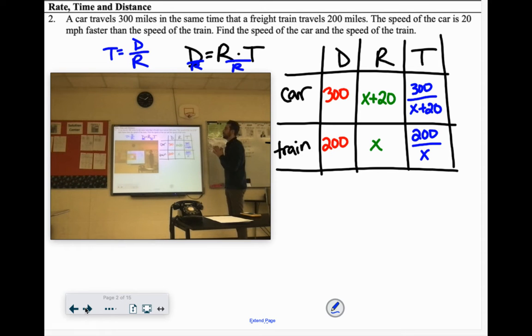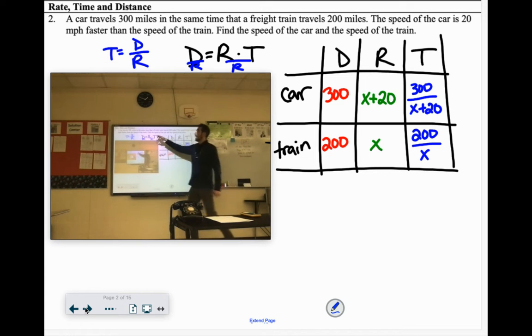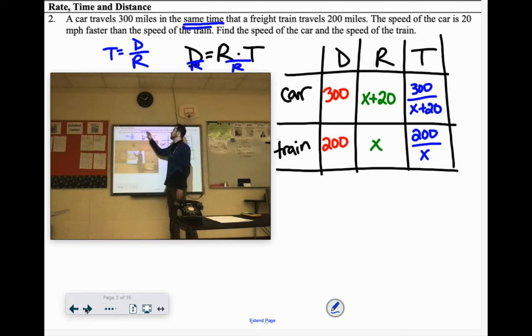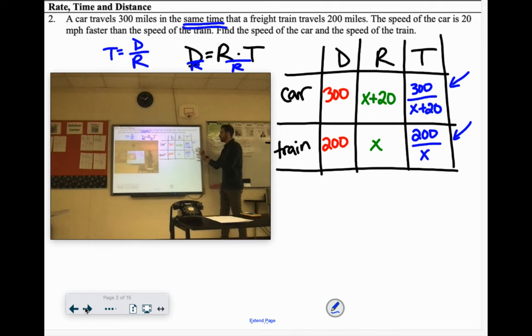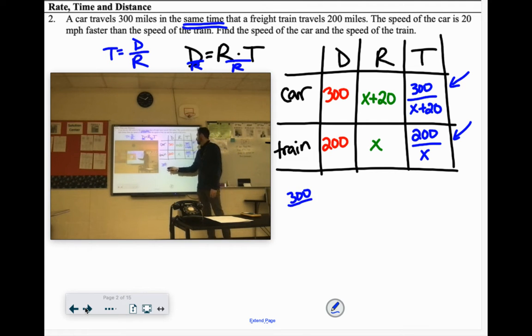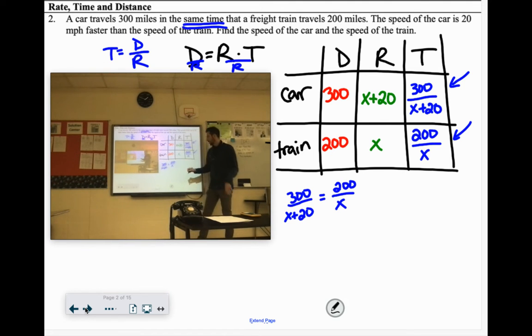Let's see what kind of equation we can come up with. The other piece of information it says is it travels that in the same time. So their times are going to be equal to each other. Here's the time of the car, here's the time of the train. We could set those equal to each other. 300 over x plus 20 equals 200 over x. When you have one fraction equals one fraction, your best bet is to just cross multiply.